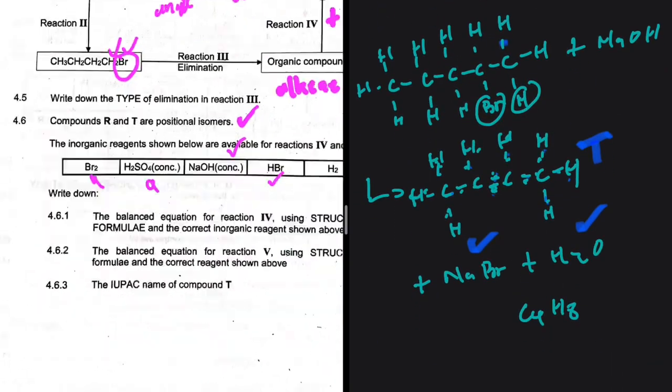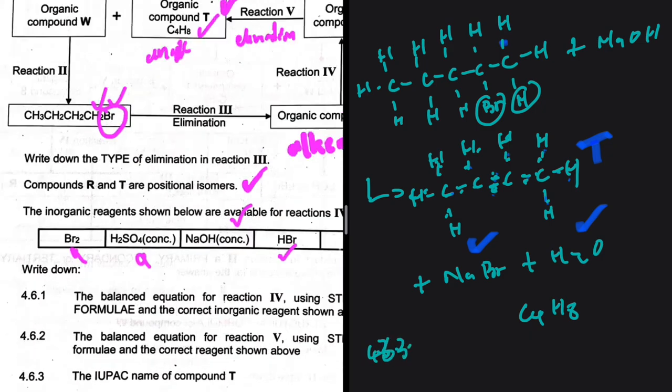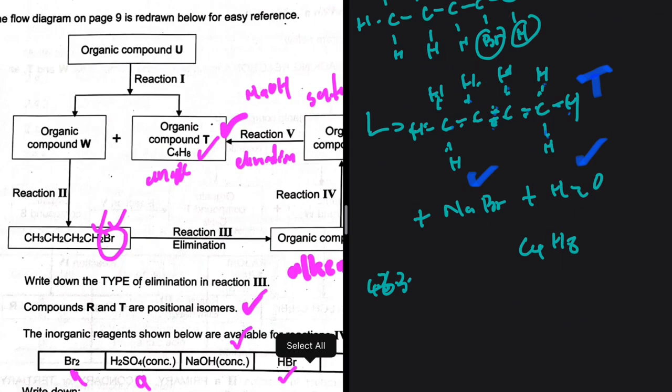And then 4.6.3, we are looking for the IUPAC name of compound T. So compound T, which is what we have here, we don't have a branch, so I don't need to worry much. We're going to build 1, 2, build 2 in. I will let you define the term reaction rate, and then we'll take a look at 5.1.2 together.